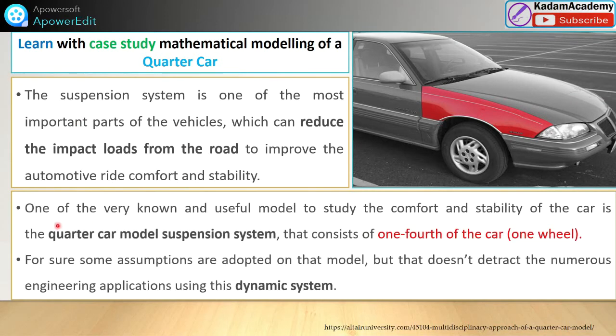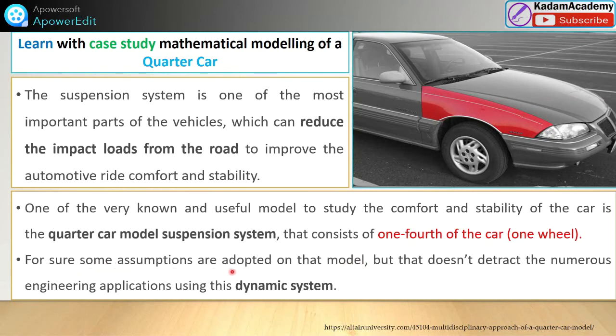So friends, one of the very well known and useful models for the study of the comfort or stability of the car is the quarter car model suspension system, and that consists of 1/4 of the car or one wheel that we have to consider for the study of the suspension system. So this red part is shown to you in this diagram. That means this is the suspension system we are going to study further to get more calculation, and give more comfort and stability to this car.